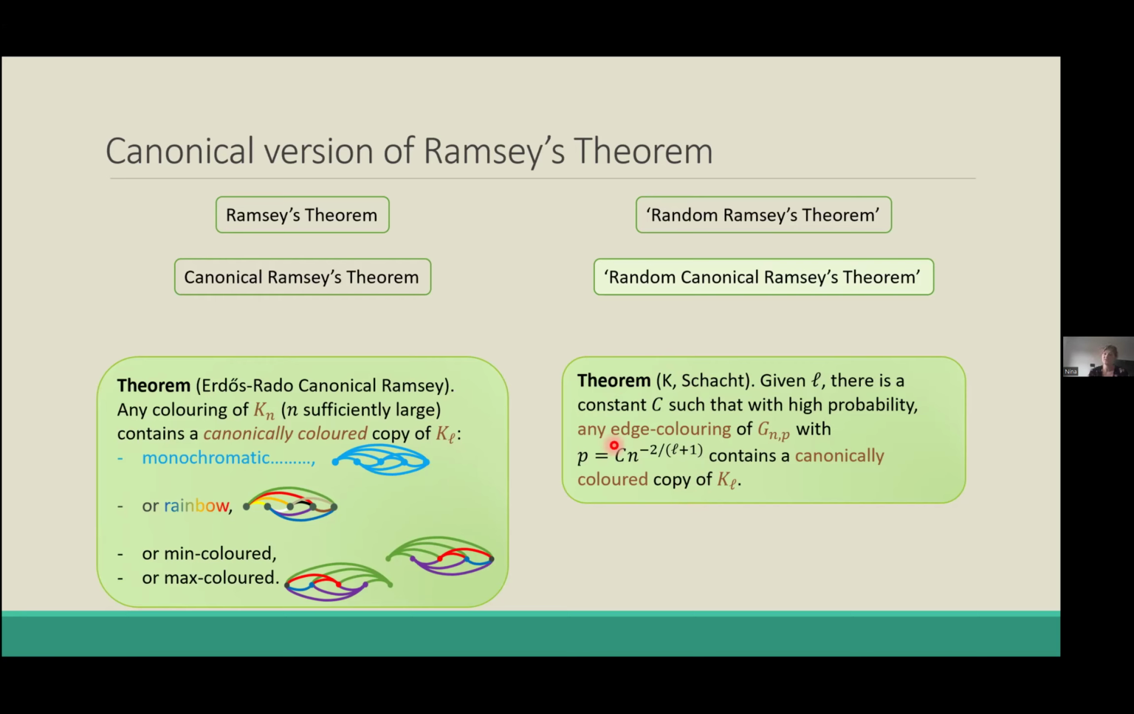And I will also try and present this tool of transference that's developed by Conlon and Gowers, because we heavily use it in the proof of our theorem, and I think it's very interesting and not so often used in the context of graph theoretic results.